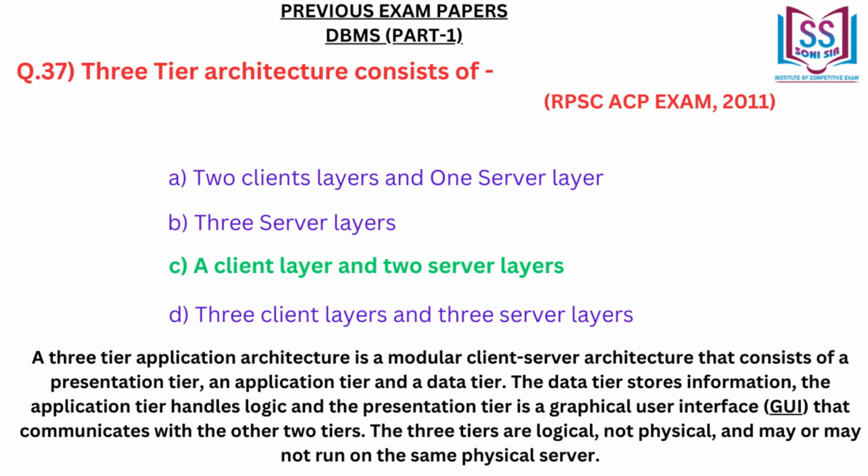A three-tier application architecture is a modular client-server architecture that consists of a presentation tier, an application tier, and a data tier. The data tier stores information, the application tier handles logic, and the presentation tier is a graphical user interface (GUI) that communicates with the other two tiers. The three tiers are logical, not physical, and may or may not run on the same physical server.